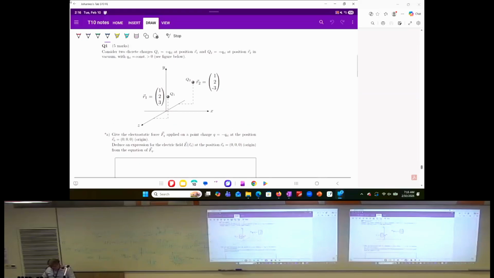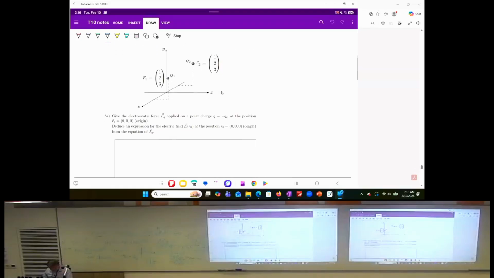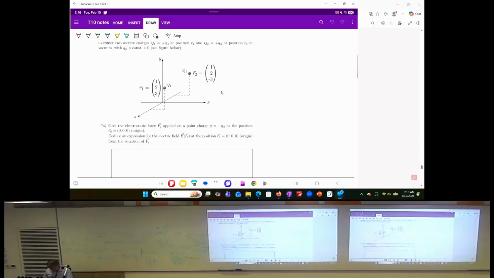Your R1 is given as 1 for X, 2 for Y, and 3 for Z component, and R2 is 1, 2, and minus 3. And now you want to have the electrostatic force applied. What is the electrostatic force applied on a point which has now the negative charge minus Q_el, and it is located at the position R0 = (0, 0, 0), so right here at the origin.